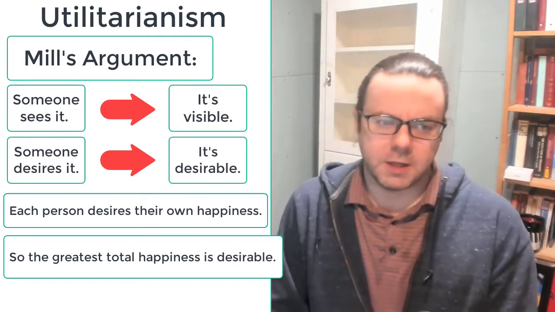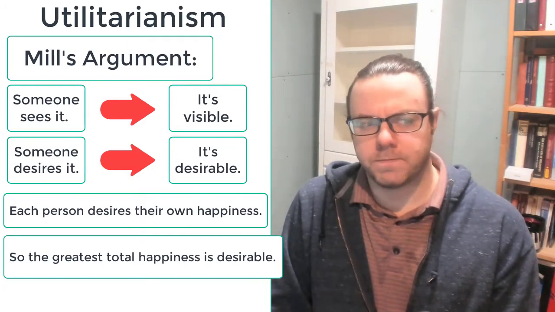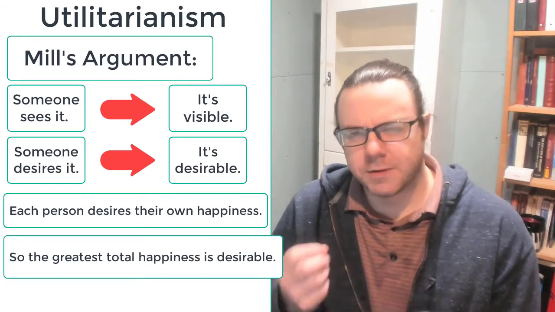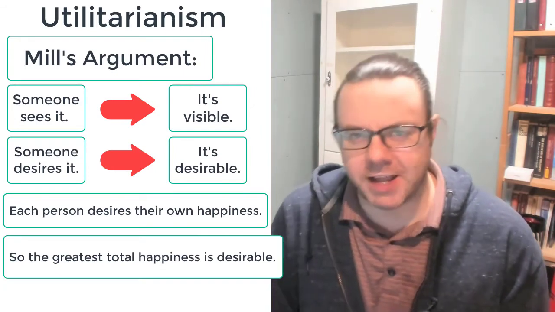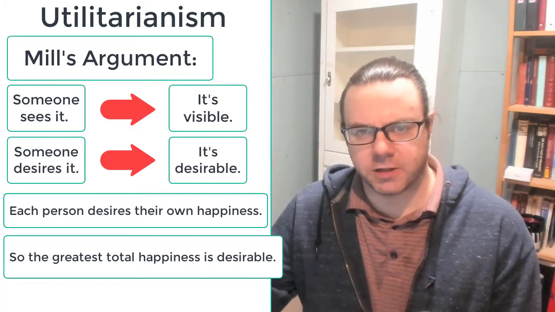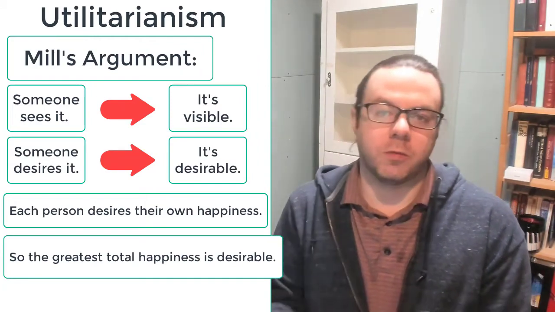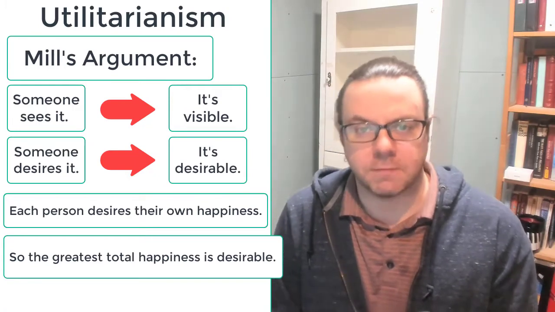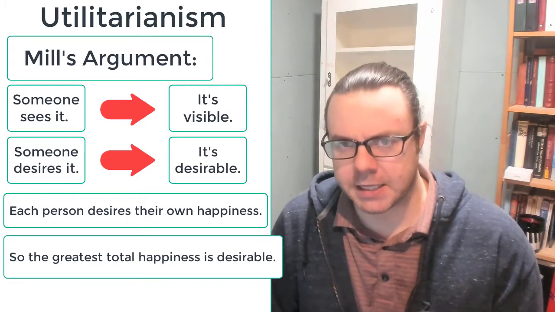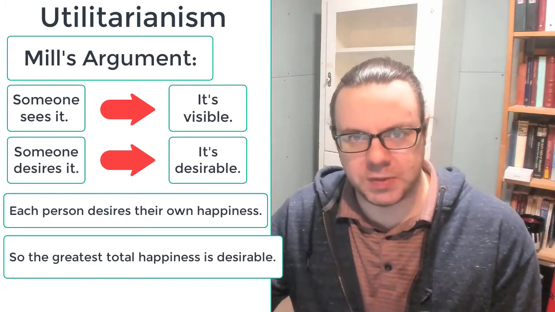There's one criticism in particular that comes from a later philosopher called G.E. Moore, and the problem is that Mill seems to be playing fast and loose with language here when he makes this argument, because he's playing on the meaning of desired versus desirable. So you prove that something is visible by showing that people see it, right? Because the word visible means that it's able to be seen. But does the word desirable mean that something is able to be desired?